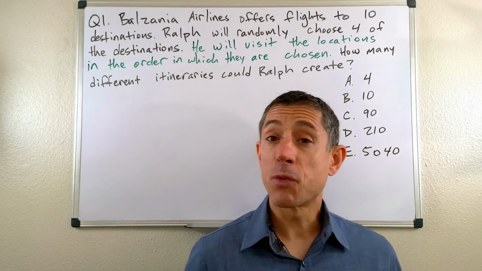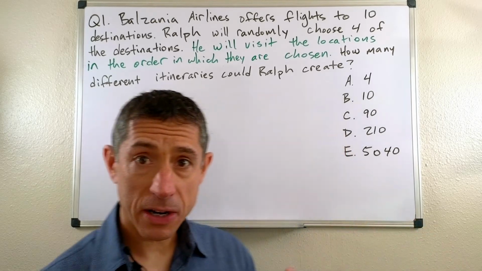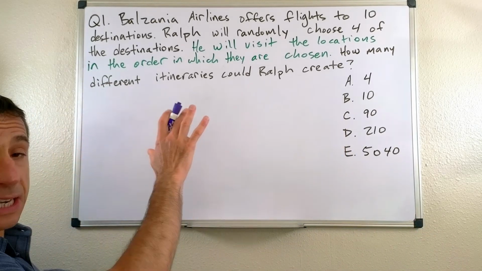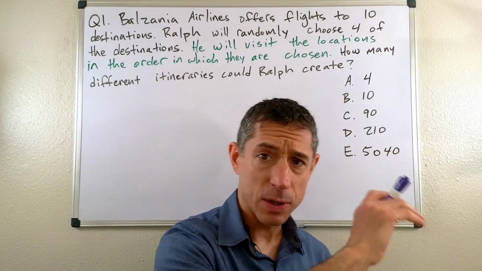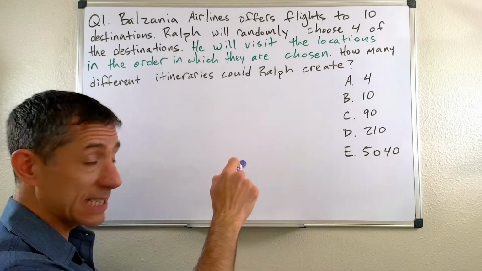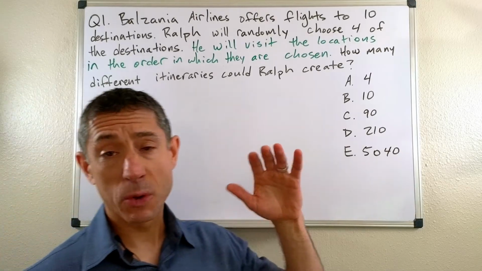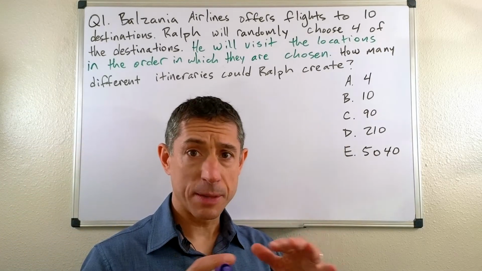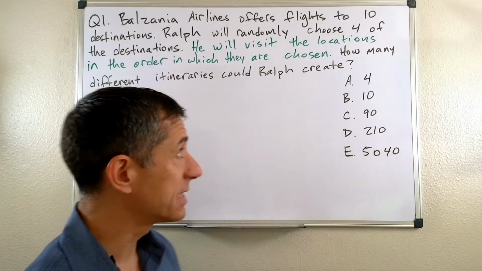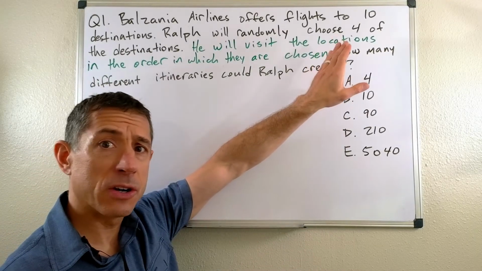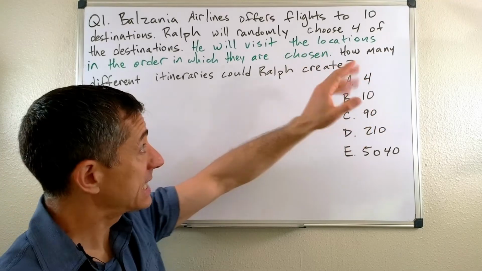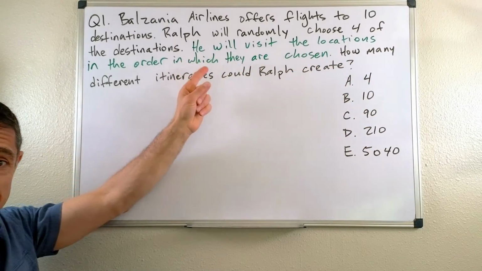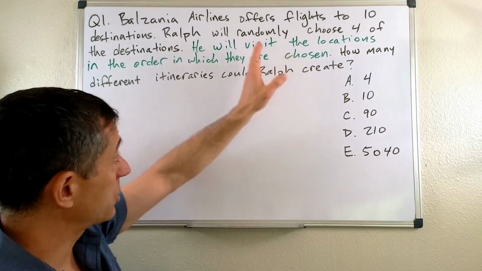All right, this one's about as straightforward as a permutation question is going to get on the GMAT or Executive Assessment. Nice simple setup. Some dude named Ralph is visiting Balzania via Balzania Airlines, going to 4 destinations out of the airline's 10. Now, the most important thing by far on the GMAT or EA with combinatorics questions is to notice whether order matters or order doesn't matter. They're not going to try to trick you with this. They're not going to get sneaky with it. It's very, very clear pretty much every time when you see an official question.